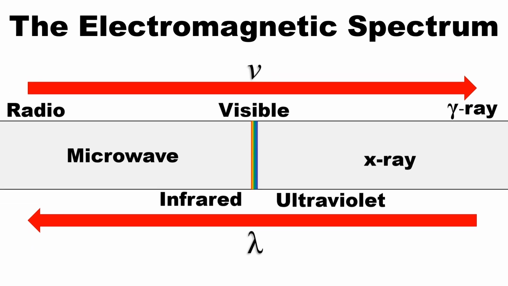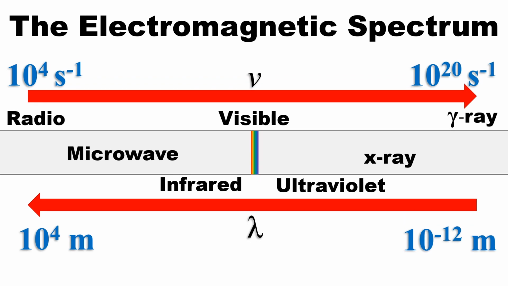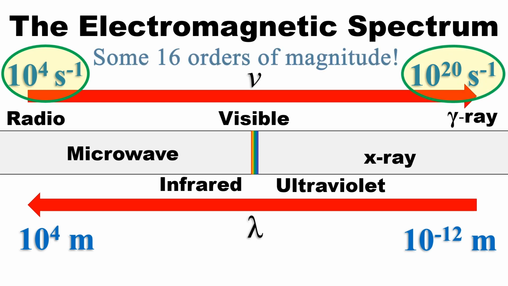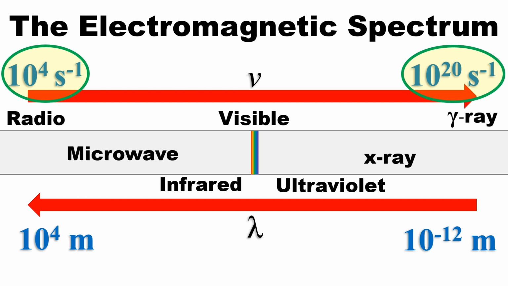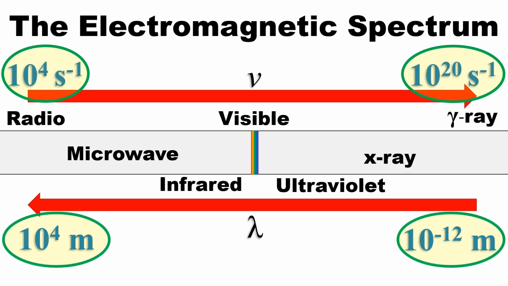The range of frequencies and wavelengths in the known measurable spectrum is enormous. The frequency span is from 10 raised to the 4 inverse seconds to 10 raised to the 20 inverse seconds, some 16 orders of magnitude. And there are some textbooks that report even slightly larger spans. These frequencies correspond to wavelengths of about 10 raised to the minus 12 meters to about 10 raised to the positive 4 meters.